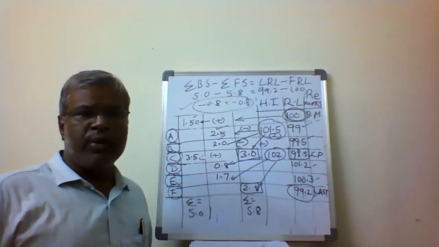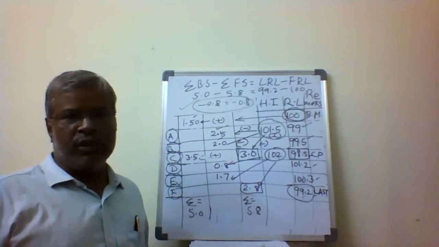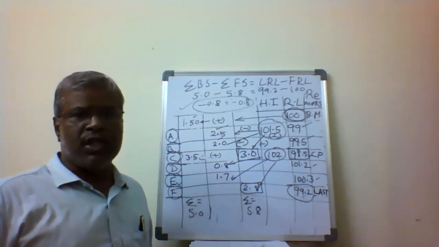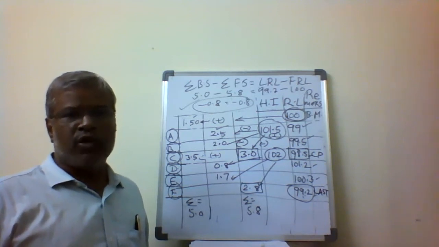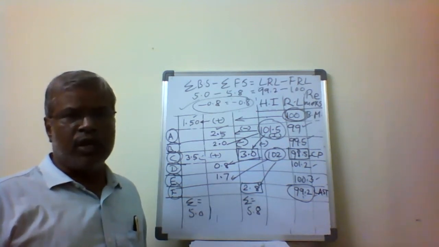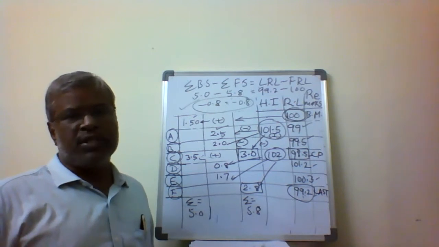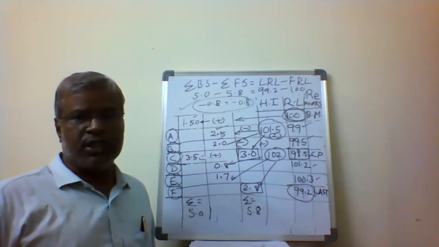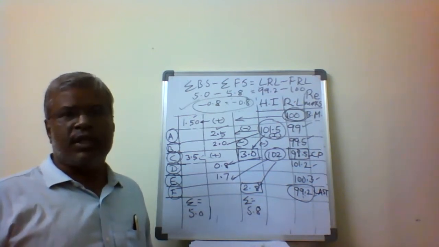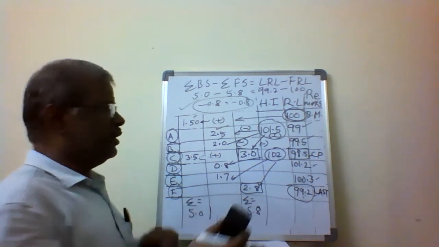We have to redo the process: take the level and the staff readings once again, and note them down in the field notebook. Then we check until the arithmetic check is satisfied. So this is about the height of instrument method.